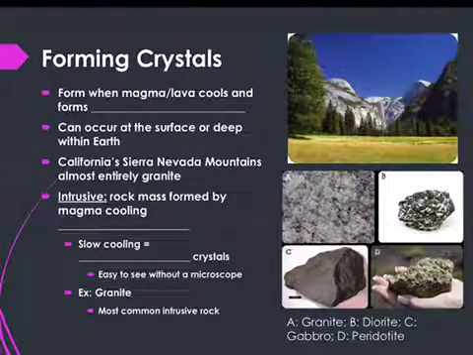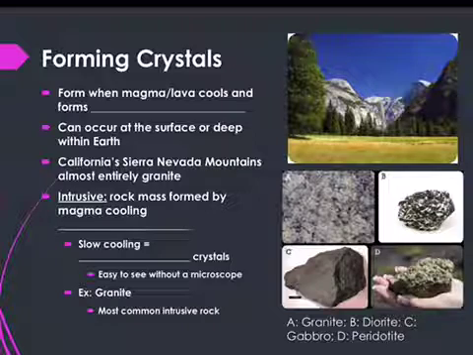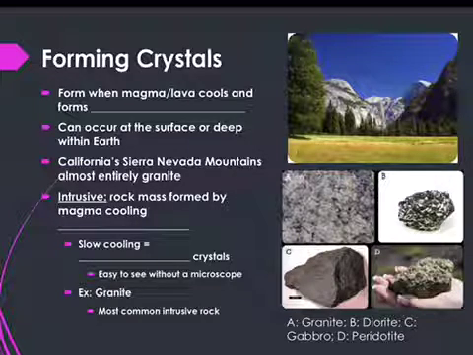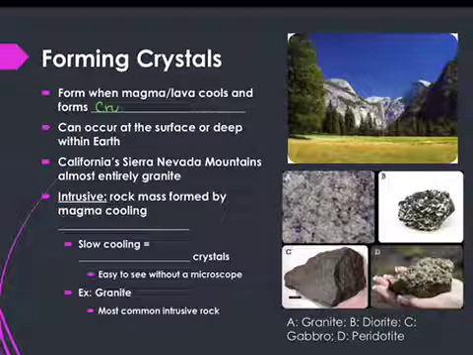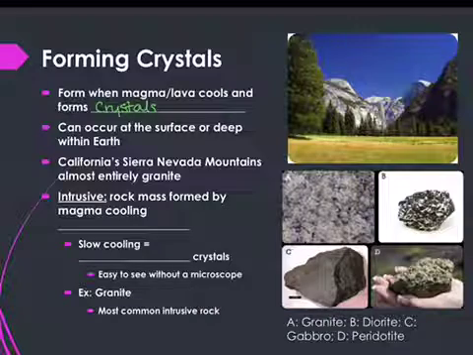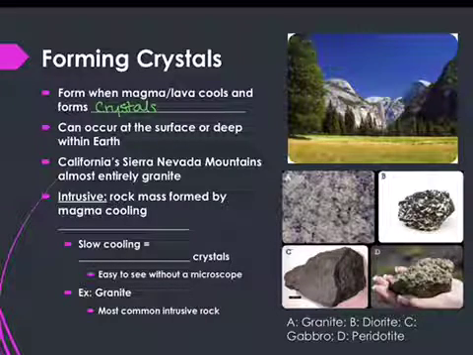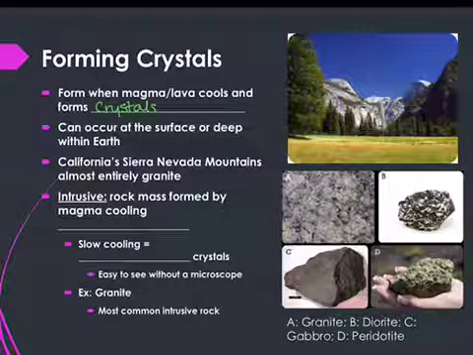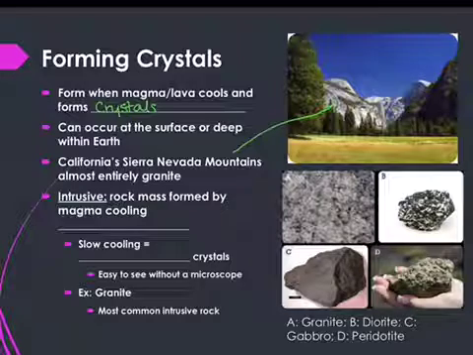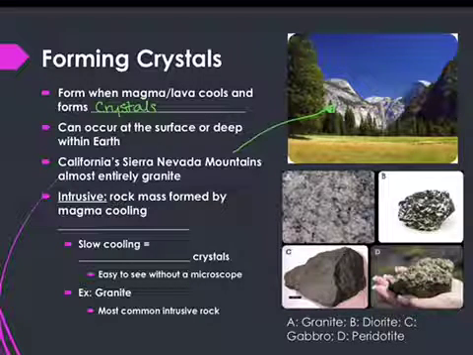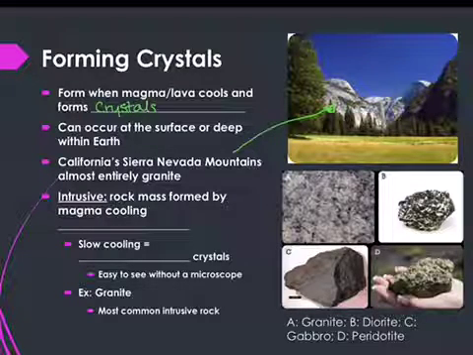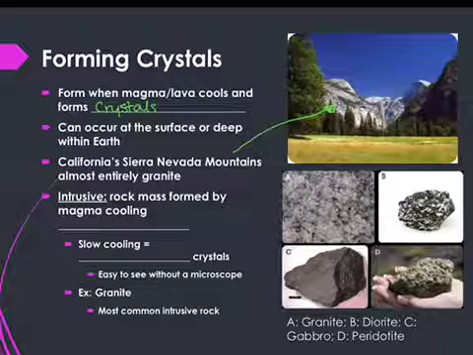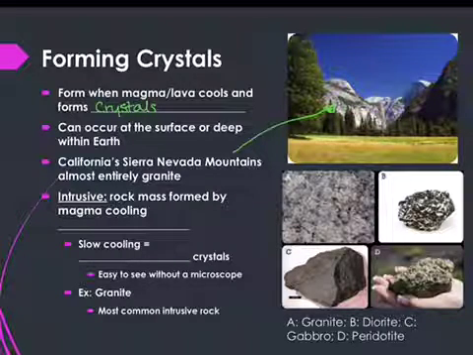So igneous rocks are made with different size crystals. They form when magma and lava cools and then forms crystals. And this can occur deep inside Earth or at Earth's surface. And an example would be California's Sierra Nevada mountain range, and it's almost entirely made up of granite, which is these mountains right here. And so when igneous rocks cool inside Earth, it creates an intrusive igneous rock.